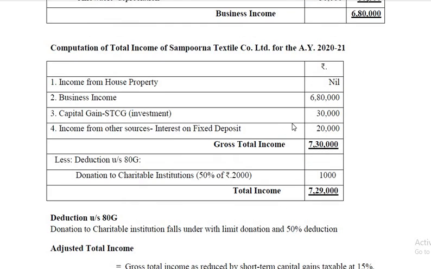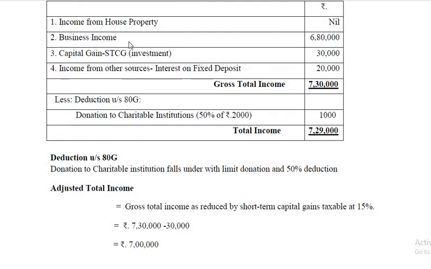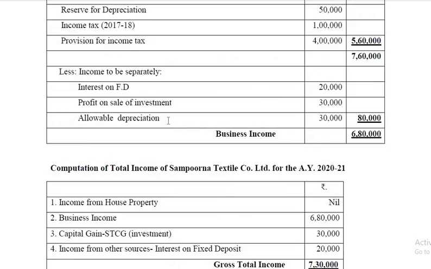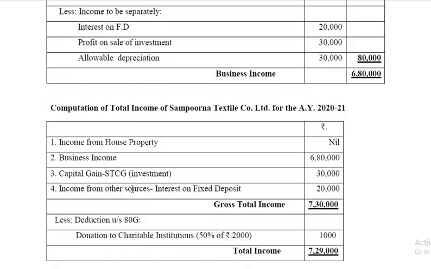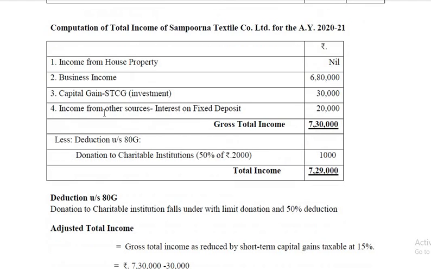This has to be taken to the income statement. Income from house property in this problem is absolutely nil. There is no item like that. Business income, we have already computed here, 6,80,000. Capital gain, we have assumed that profit on sale of investment is short-term capital gain, therefore that is taken here. And income from other sources, interest on FD, 20,000. So if you add up, 7,30,000 is the gross total income.